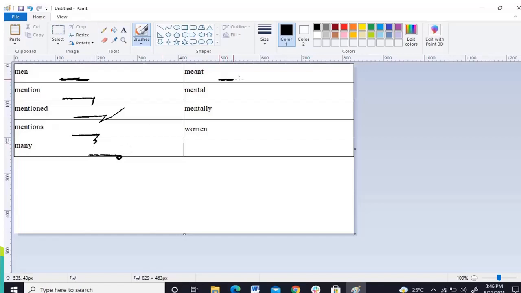Meant, we have men, t. Mental, men, t, l. Mental. Next, mentally. Men, t, li. Oops. I think that's wrong. Wrong. Ay, tama. So, we have mentally. Kasi nga, double L, right? So, we have the mental and the li. Next, we have women. Okay, take note. It's women. So, we have W-E, men blend. Okay, so those are our words with men sound.